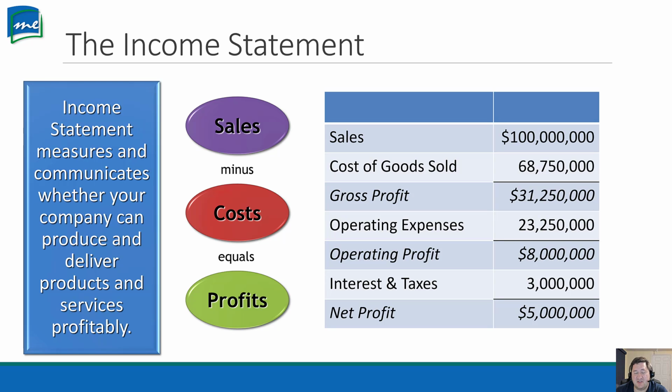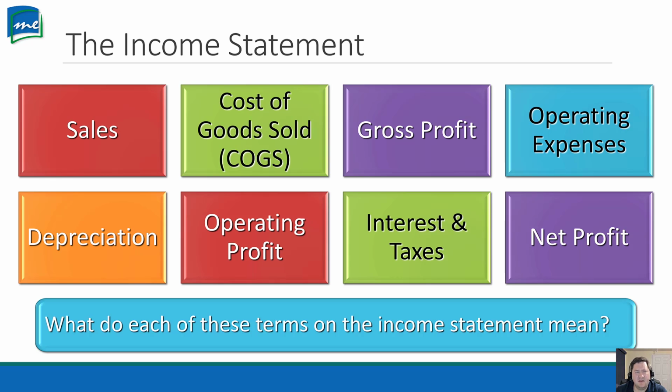Not a bad percentage, but in some organizations, they can do better. And it really depends on the industry you're in to see where the average is. So our income statement has all these different terms on it: sales, cost of goods sold, gross profit, operating expenses, depreciation, operating profit, interest and taxes, net profit. So all of these are just different categories that you can record on.